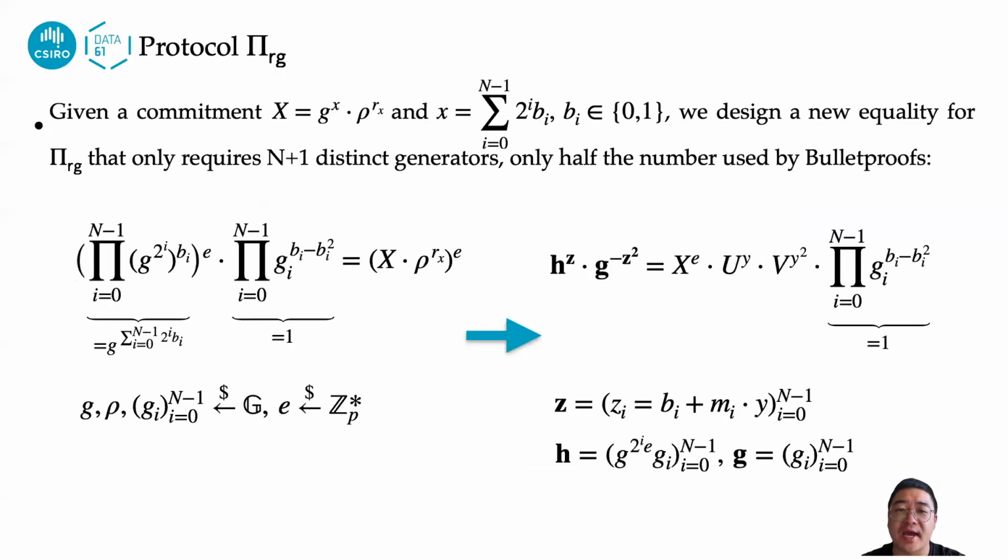Let me provide the technical details of our range protocol. Given a commitment big X and the committed value small x written as a weighted sum of a binary vector B, we design a new equality, without considering zero knowledge, which only involves n+1 distinct generators, only half the number used by bulletproofs. There are two parts separated by a random challenge E on the left-hand side of the equality.